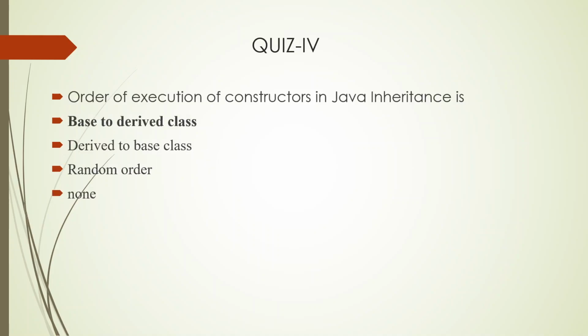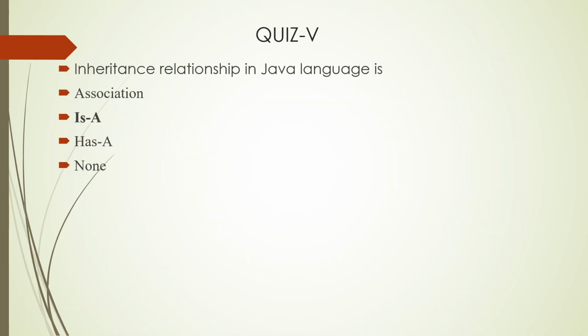Question 4. Order of execution of constructors in Java inheritance starts from the base to derived classes. Option A is the right one. Question 5. The inheritance relationship in Java is an "is-a" relationship. For example, consider there are two classes, vehicle and car. Here, car is a vehicle. So this is the example for an is-a relationship.